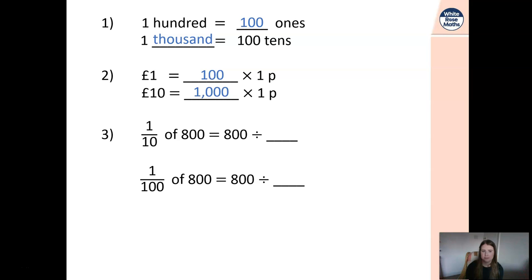So number 3, 1/10 of 800 is the same as saying how many lots of 10 are there in 100. When we are looking at our denominators, when it's a fraction with this line, we know we are dividing by 10. Therefore, this sum would be 800 divided by 10. The same principle applies when we're finding 1/100th of 800. So again, with this line, we're dividing by 100. Therefore, 800 divided by 100. Well done if you got those all correct, Year 5.